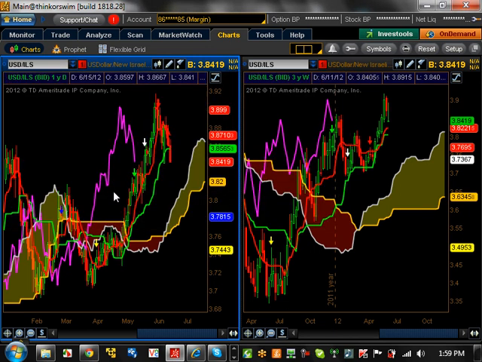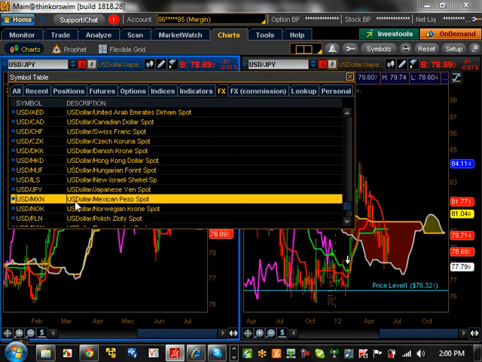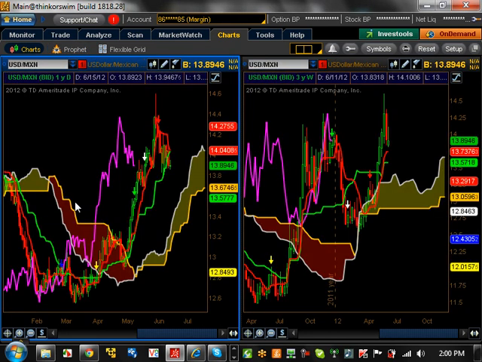Let's go look at US yen. US yen, really nothing going on right now, so we're just going to keep on moving over. US Mexico, this is one I've been liking as far as exotics are concerned. This has been a nice ride up, and now basically we're out of the trade here.